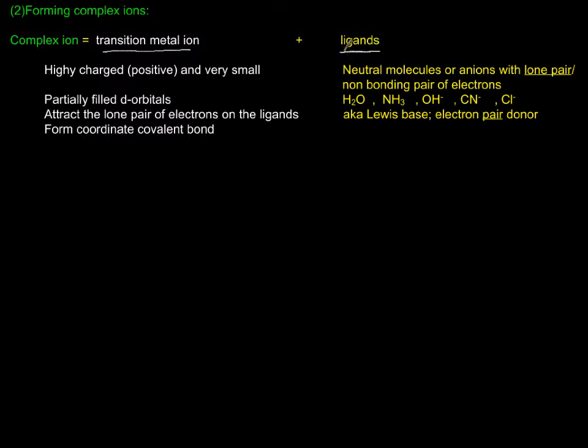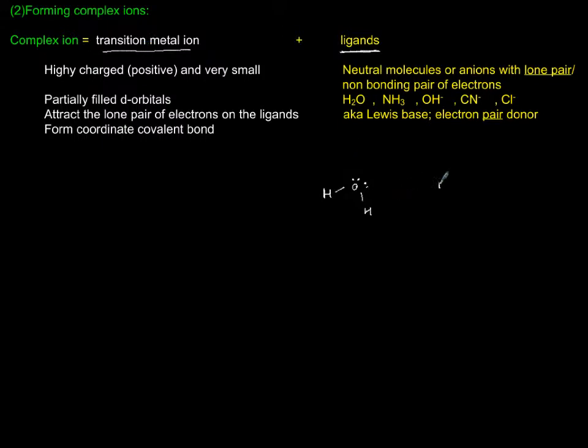Now ligands, we are going to define it first. Those are neutral molecules or anions with a lone pair or non-bonding pair of electrons, such as water, ammonia, hydroxide, cyanide, chloride. Now if you look at water, water has two non-bonding pairs of electrons. So it's a ligand. Because of this lone pair of electrons, it will have affinity for the positive transition metal.